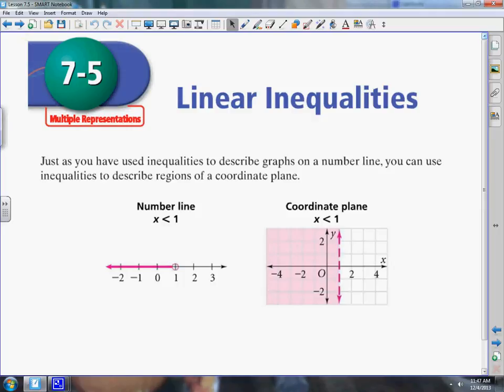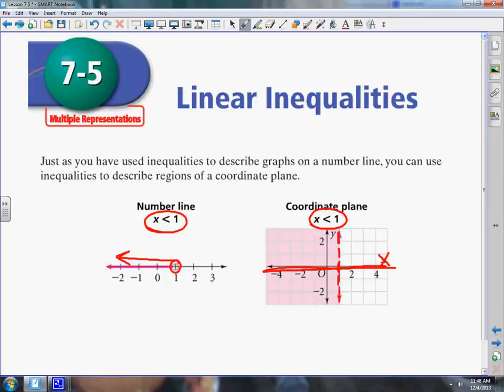Now, just as you have used inequalities to describe graphs on a number line, you can use them on a coordinate plane. So the same thing happens. Now, on a number line, if I were to do x is less than 1, I would have an open circle and an arrow less than. On a coordinate plane for x is less than 1, you're going to go through the 1 on the x-axis. Notice this is the x-axis. I'm going to go through 1, and it is a dotted line instead of an open circle.